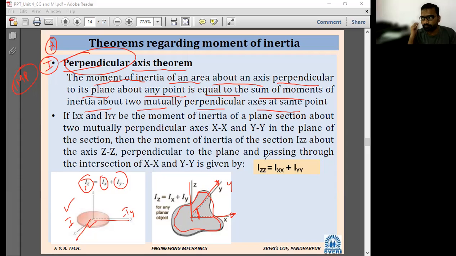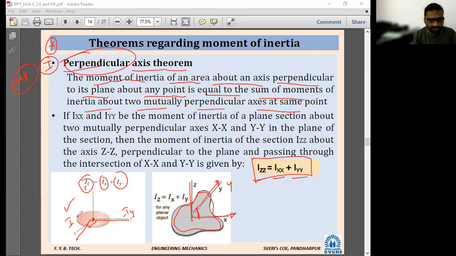Yes, sir. Either Ix and Iy are passing through which point? This is the point. Iz should also be passing through the same point. So Izz is equal to Ixx plus Iyy. This is called the moment of inertia. That is the perpendicular axis theorem.